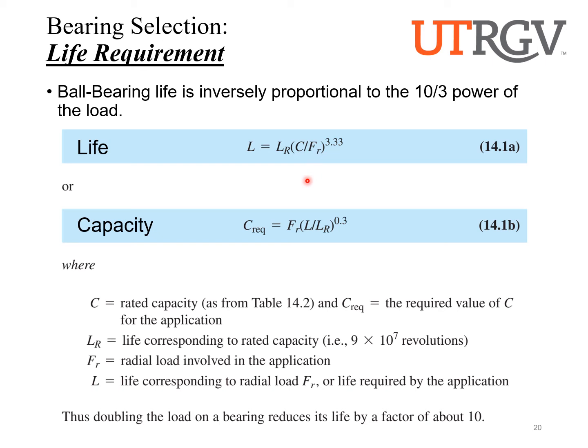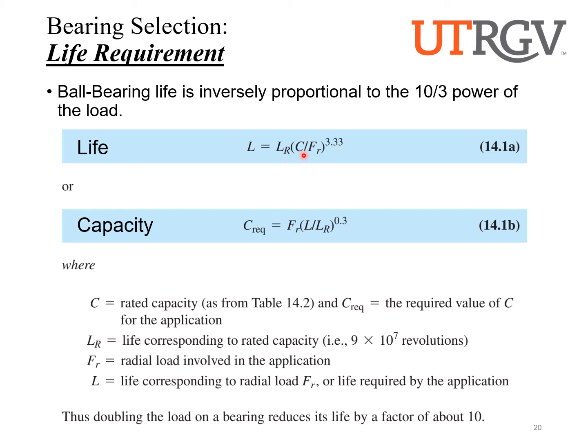So what are the terms? Anytime you see the L, it is going to be the life of the bearing. The life is going to be in revolutions for a bearing, so don't get that mistaken. Next we have this term which is LR. LR is the corresponding rated life. So it's the rated life. This is the 90 times 10 to the 6 value.